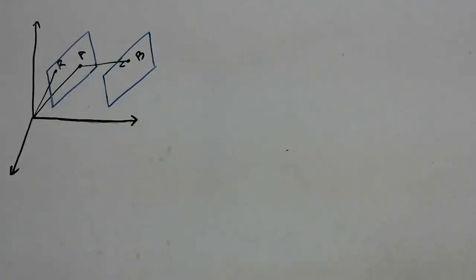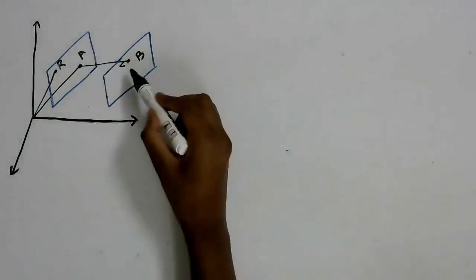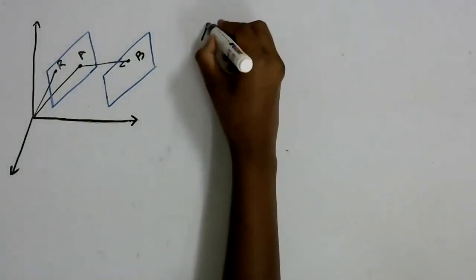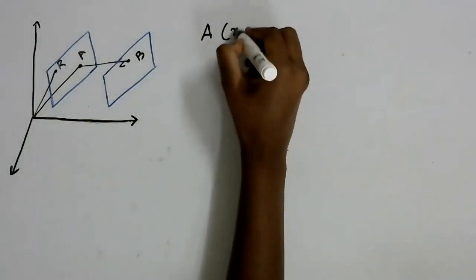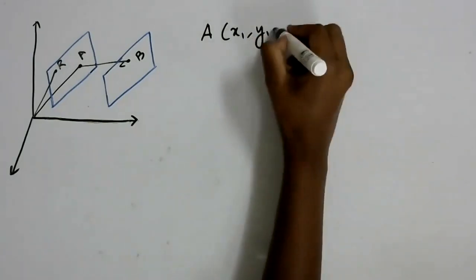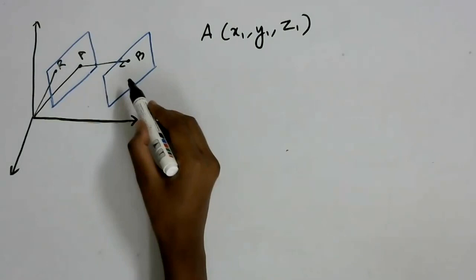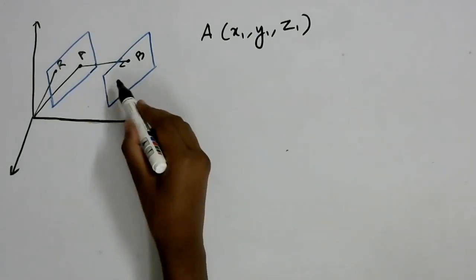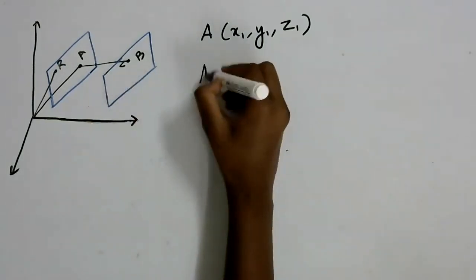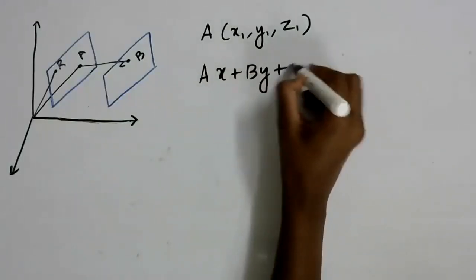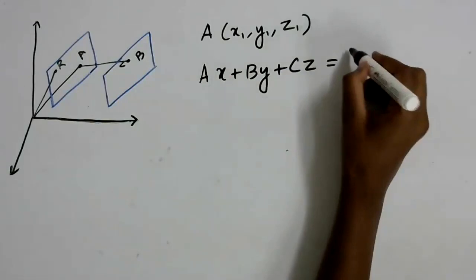Now let us try to find the Cartesian form for the formula which gives us the distance between the given point A and the given plane. So let the coordinates of the given point be x1, y1 and z1. And let the Cartesian form of the equation of the given plane be ax plus by plus cz is equal to d.